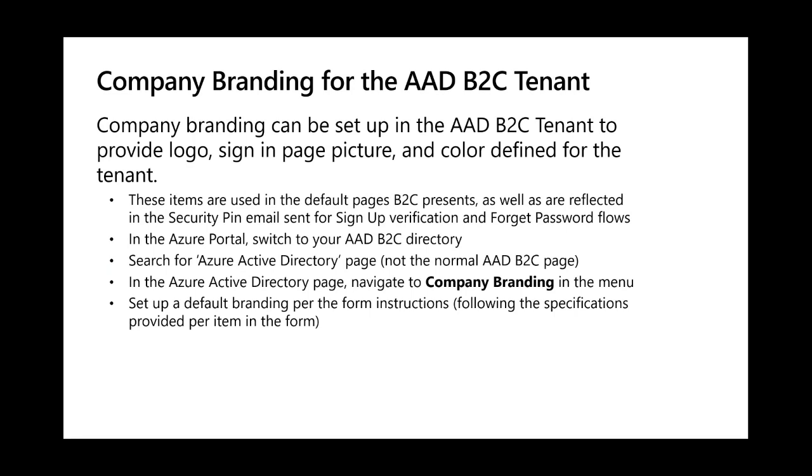So I like to actually navigate to my B2C directory and then go to the Azure Active Directory blade, not the normal AAD B2C page. And within the AAD blade itself, go to the company branding there, and I set up there. You can set a default, but you can also do per language brandings. And an important note is this is a per tenant setting. So per your B2C tenant, this company branding will persist. And that's something to be aware of.